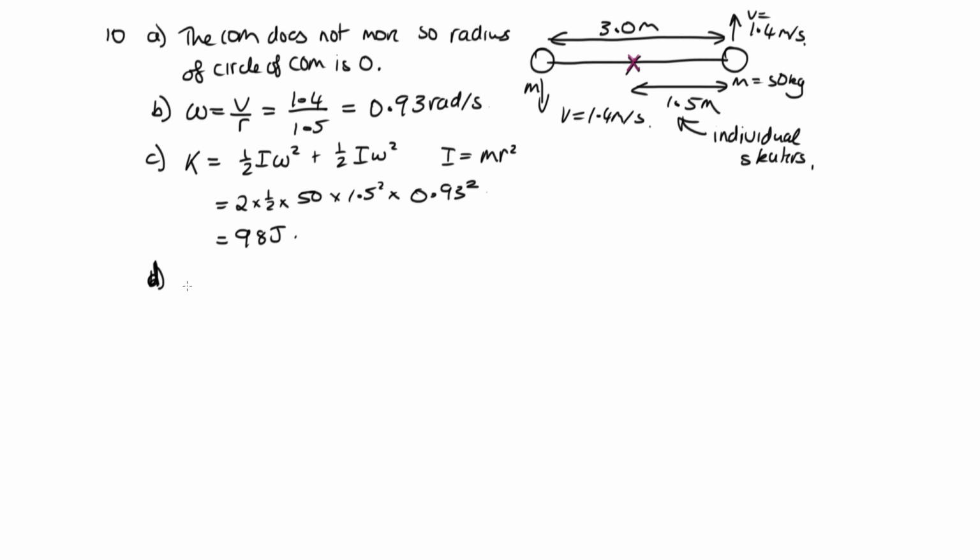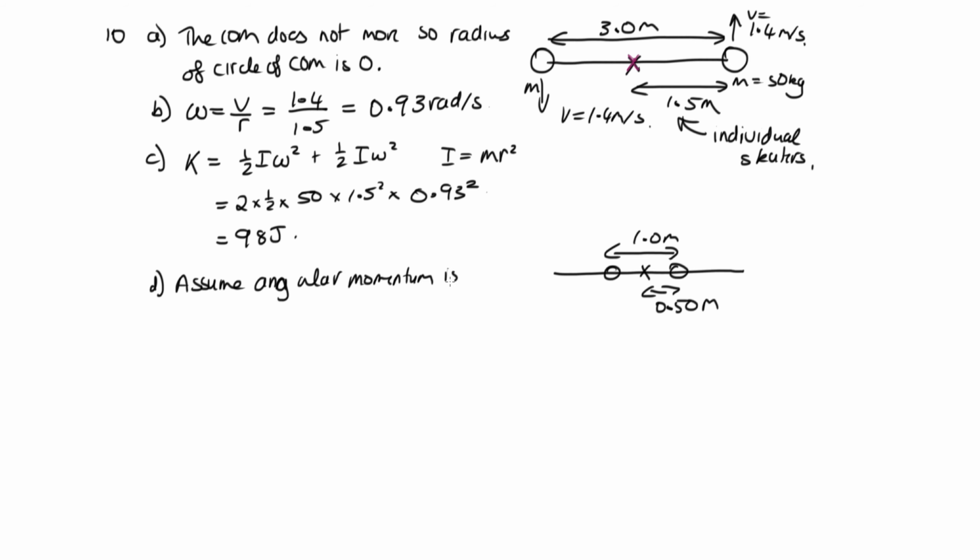Now, sorry, part D. In part D, we're told that the skaters pull themselves along the rod until they're separated by 1 meter. So here's the center of mass, here's skater 1, here's skater 2. This is 1 meter, and the radius of each individual skater is 0.5 meters. We're asked to calculate their angular speed. To do that, we're going to assume angular momentum is conserved.